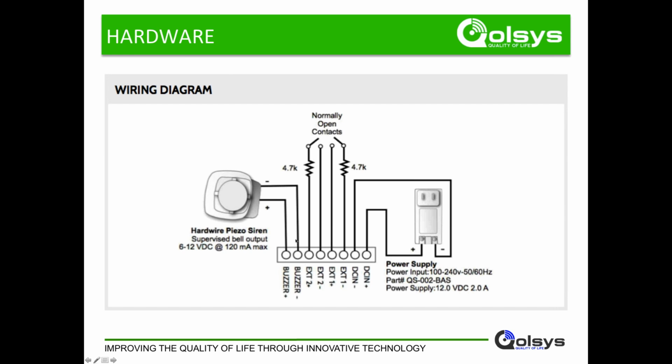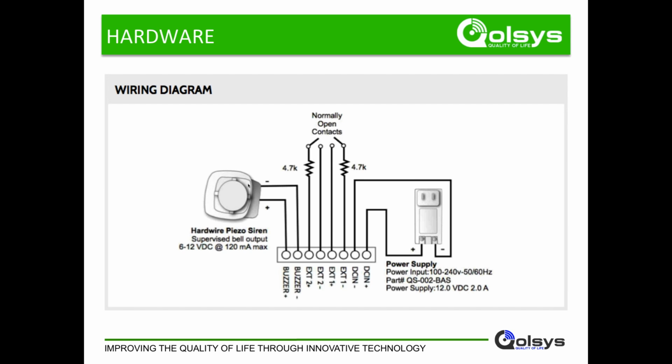We also support a siren as well that you can hardwire directly into the panel. So we have the internal siren that's built right in, but maybe you want an extra siren to sound somewhere else in the home. We support this here. It's a voltage out trigger, 12 volt DC, 120 milliamp max. There's a lot of piezo sirens that are going to fall into that category that you can wire on.